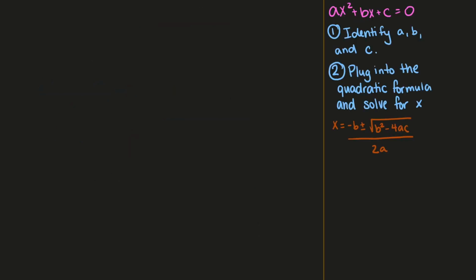For our first example, we have x squared minus 3x minus 3 equals 0. So first, let's identify our a, b, and c. Our a is 1, b is negative 3, and our c is also negative 3.